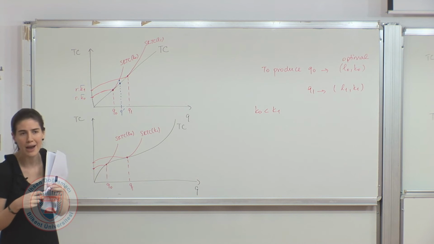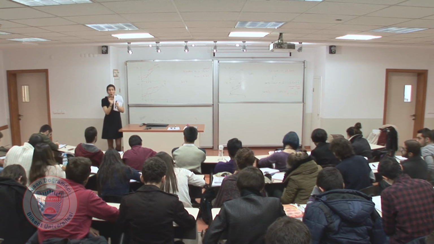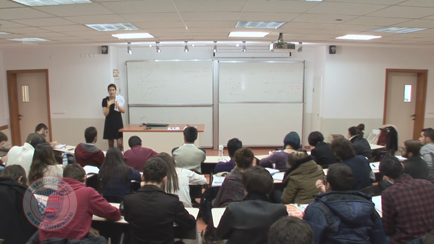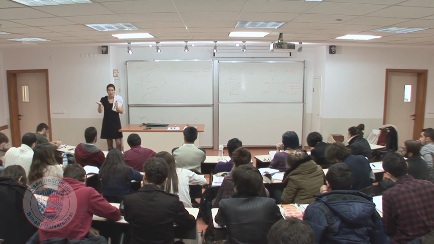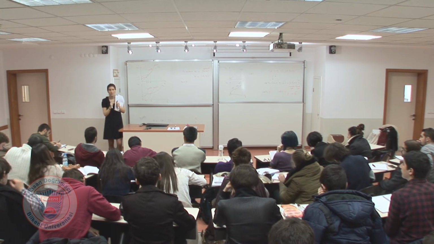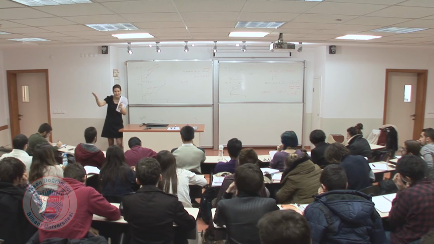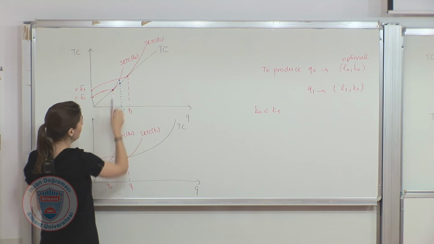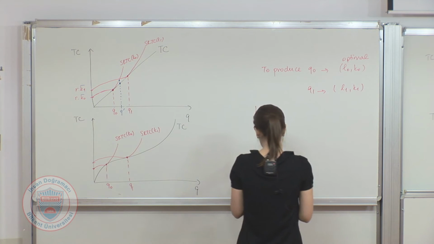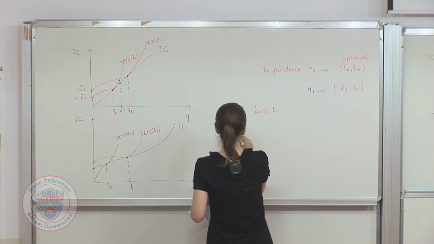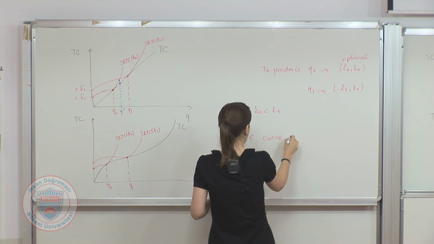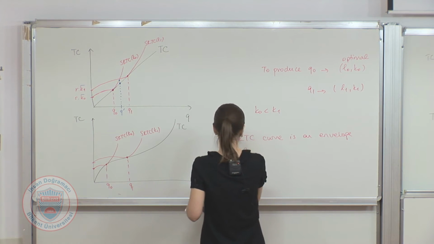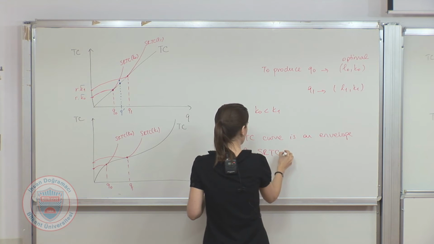So if you don't want the constant returns to scale case, it's the same idea. That's why we call the long run total cost curve an envelope of the short run total cost curves, okay? That's why, because it covers them like an envelope, right? So let me write this down. Long run total cost curve is an envelope of short run total cost curves.